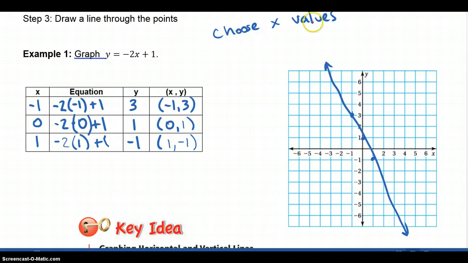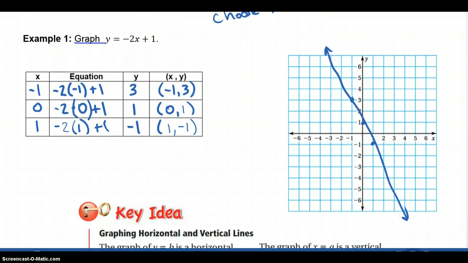So we chose the x values. We're going to use -1, 0, and 1 typically. We plug them into the equation to get the y that goes along with the plugged in x. We plotted those points. We connected and made arrows on the ends.